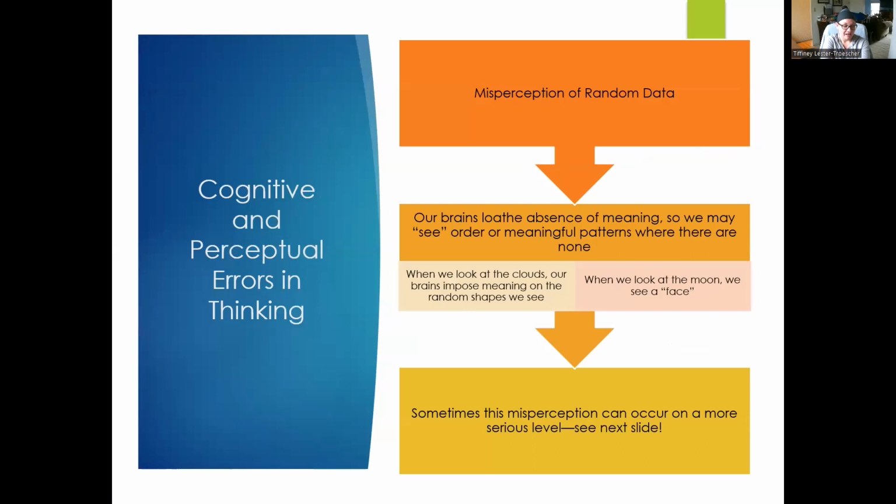We also are prone to misperception of random data. Our brains hate the absence of meaning. We want order. We want meaning. We like patterns. We want to know that everything has a reason, there's a meaning behind things, there's an explanation. Oh my gosh, we want explanation. And our brain often can't handle it when we're not given the meaning or the order or the explanation. So we will create it.